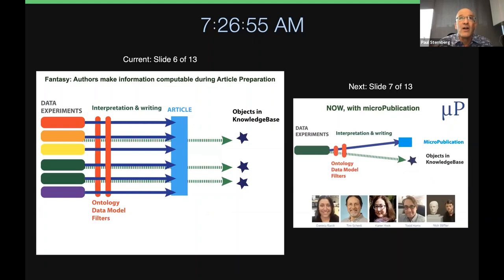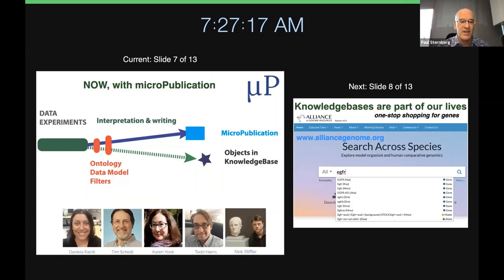The fantasy was that the authors would do this during the preparation. So that was kind of our drive for this project, which was that the authors, as they're preparing their results for dissemination, would use the filters and match terms and entities to ontologies. And then from the article, it could flow nicely into a knowledge base, okay? So for micropublication, what we're trying to do is have it as simple as possible. You have a type of experiment or data set, it's curated by the author, and then simultaneously it's published and goes to the knowledge base. So that would be rapid dissemination.